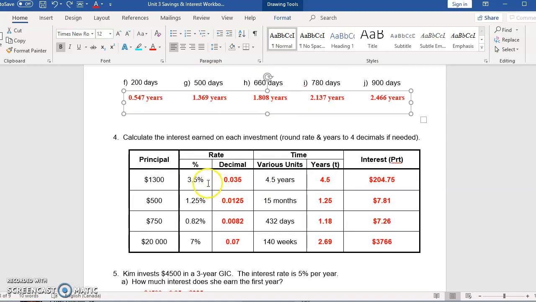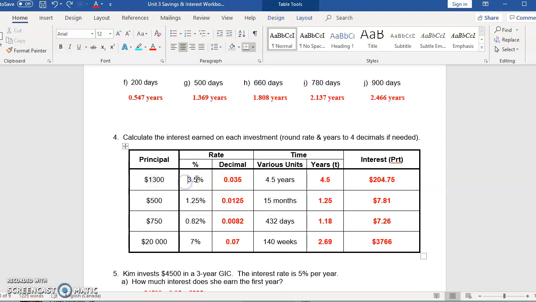This we're doing again, what we just did up top, right? So our principal investment, $1,300, times our rate of 0.035, or 3.5%. How long is it going to be there for? 4.5 years. So after 4.5 years, we're going to make $204.75 in interest. So total in our account, we're going to have $1,504.75 if we take what we made and we add it to what we put in originally.